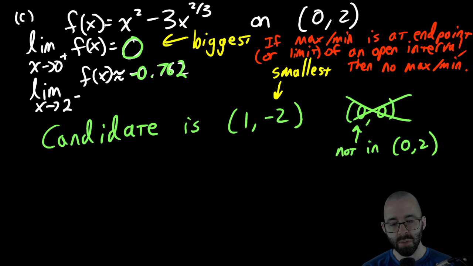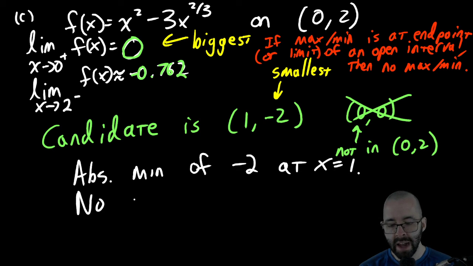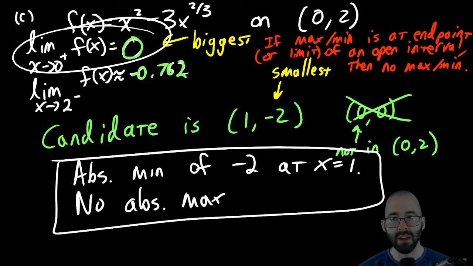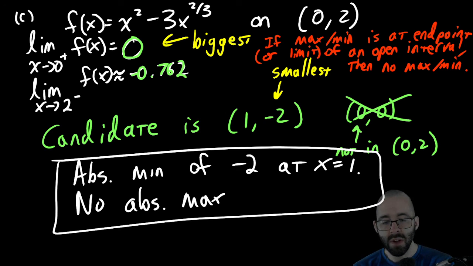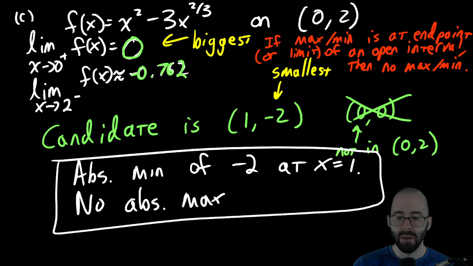So if we slightly change this problem, then the answer becomes that there's an absolute minimum of -2 at x equals 1, just like before. But now there's no absolute maximum. And the reason why there's no absolute maximum is because the absolute maximum would occur right here. We get really close to 0. 0 would be the biggest, but because the interval's open, we get really close to 0, but we can never hit it. We can always get closer to 0.